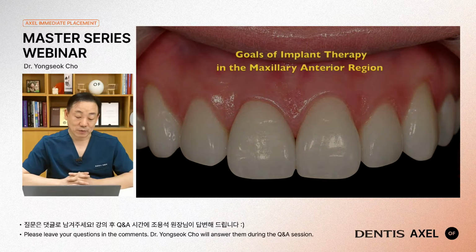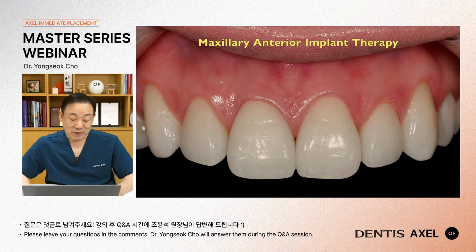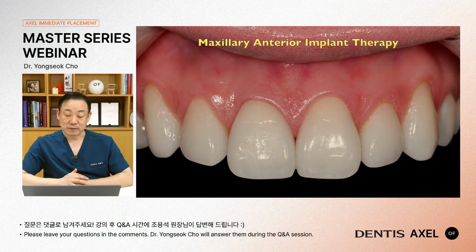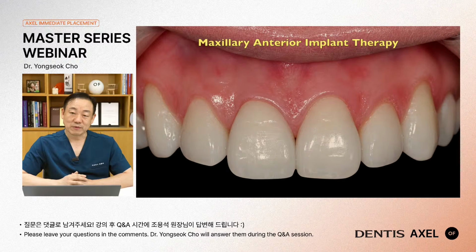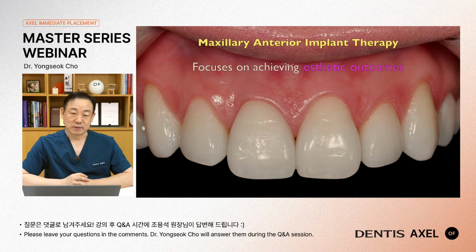What is the goal of implant treatment in the maxillary anterior region? The majority of lectures on anterior maxillary implant therapy focus primarily on achieving aesthetic outcomes. Okay, I can see a very nice, gorgeous lecture which handles anterior aesthetics. But my goal is slightly different.